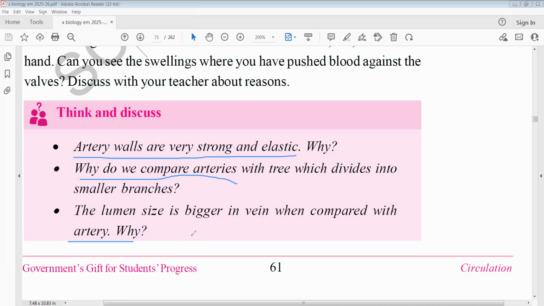That is the reason there will be less pressure, because valves are present. Another reason is that blood moves without pressure. That is the reason it has more lumen, and the lumen size is bigger in the veins.